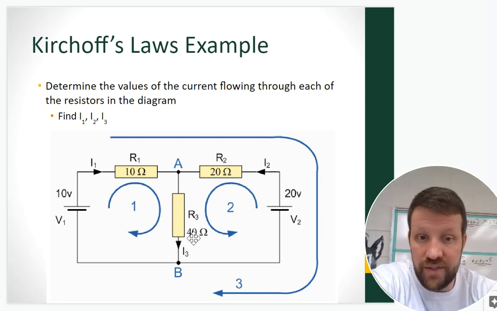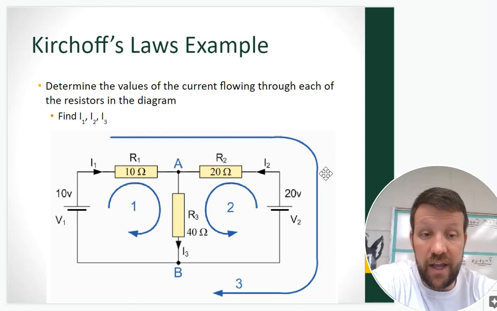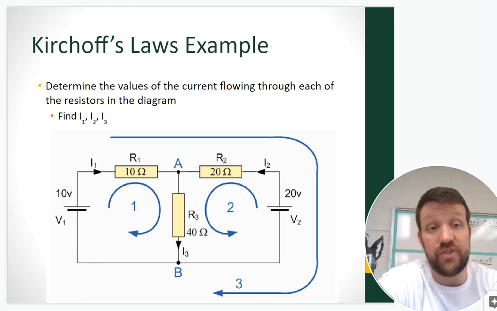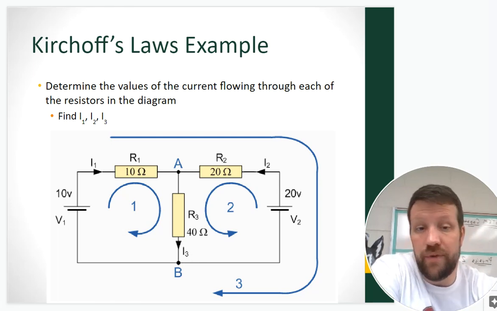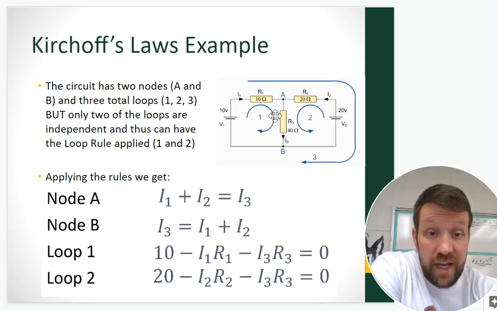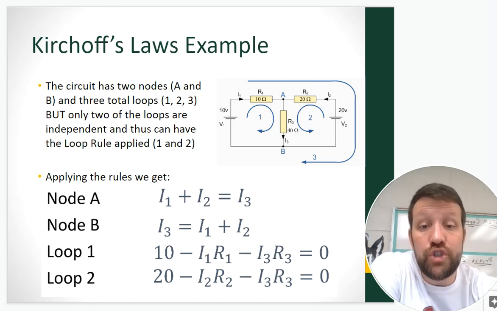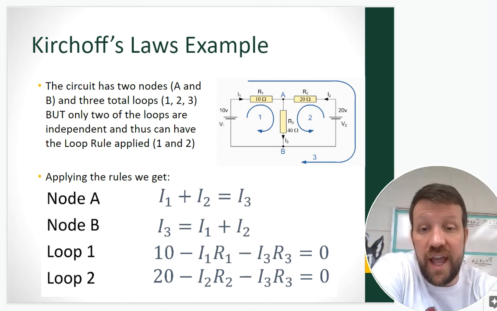Now, what we need to realize is as they both move through R3, we've got a different current right there, I3, coming out of that space. And then overall for this one right here, we've got a current that's moving through both voltage sources around the outside and then through R1 and R2, but not through R3. So that's a lot going on right there. So let's look and see what's going on. We have node A, node B, and all these 3 different loops that could be moving around here. So 2 nodes, again, A and B, as we see right there. 3 loops, 1, 2, 3, we just defined all those, but only 2 of the loops are independent and thus can have the loop rule applied.